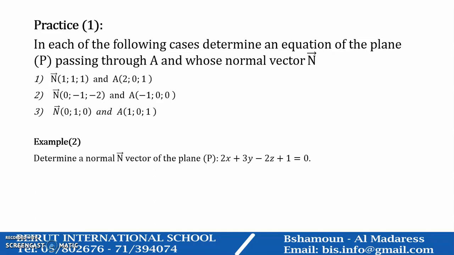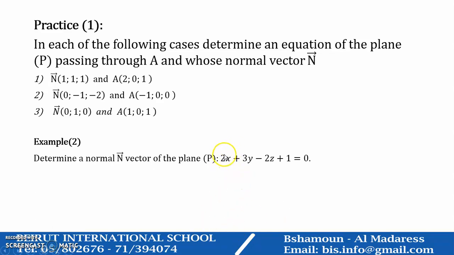Example 2. They ask us to determine a normal vector of the plane 2x plus 3y minus 2z plus 1 equals 0. In fact, we have an infinity of normal vectors of any plane, because any vector perpendicular to a plane, or held by a straight line perpendicular to a plane, is also a normal vector of the plane. And any vector which is collinear with n is also a normal vector to the plane.